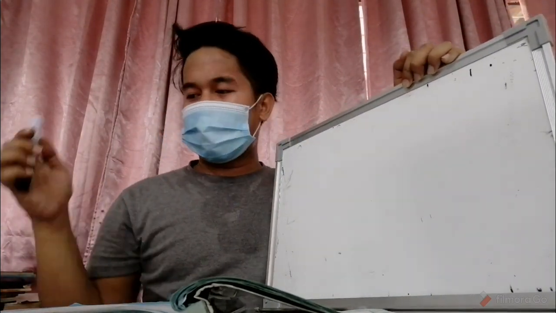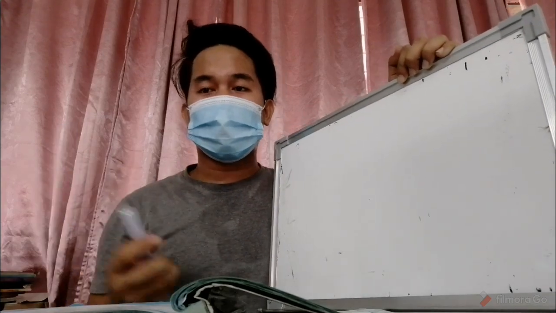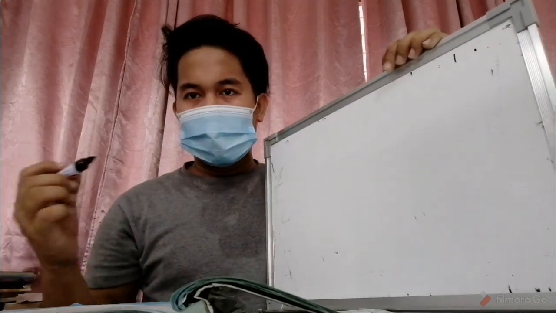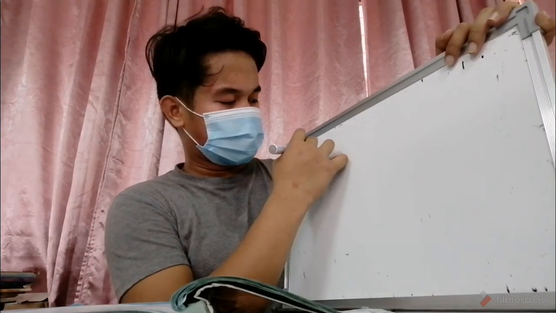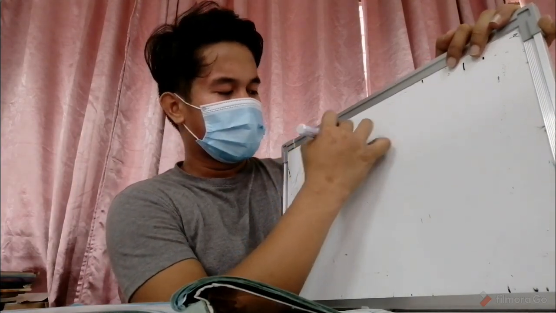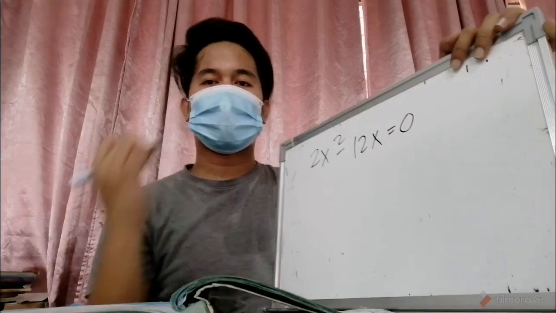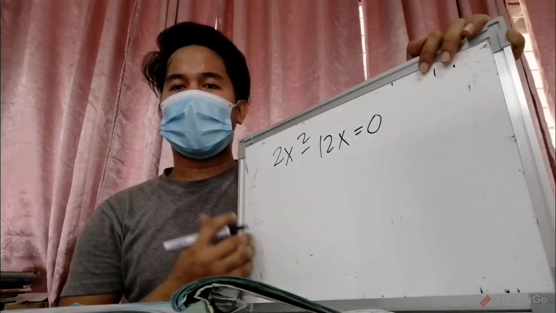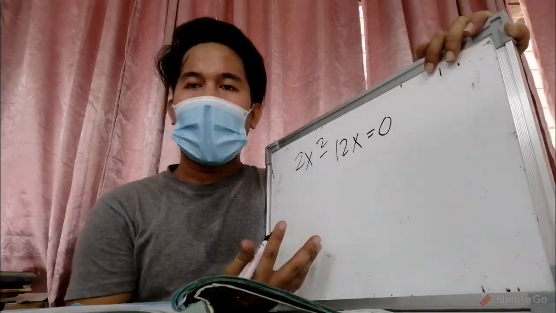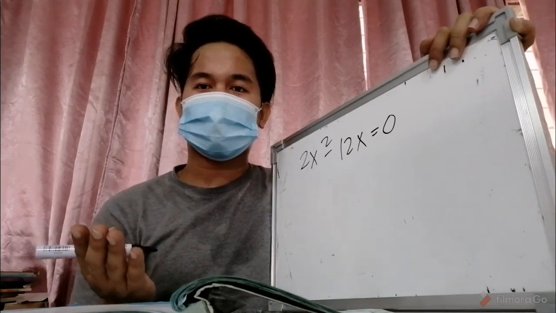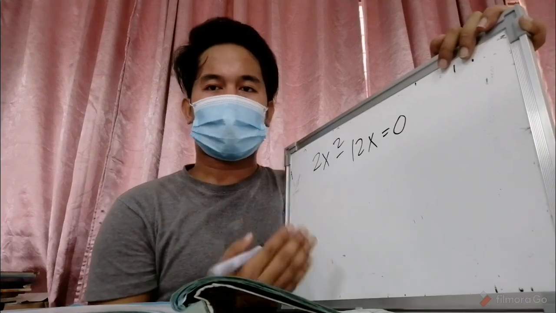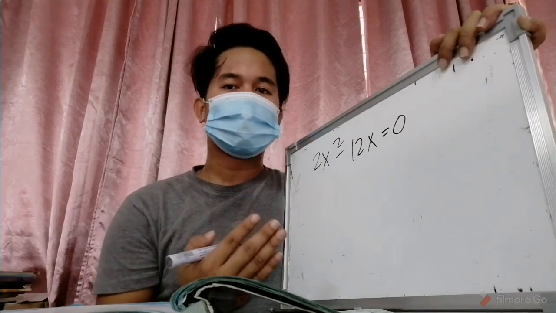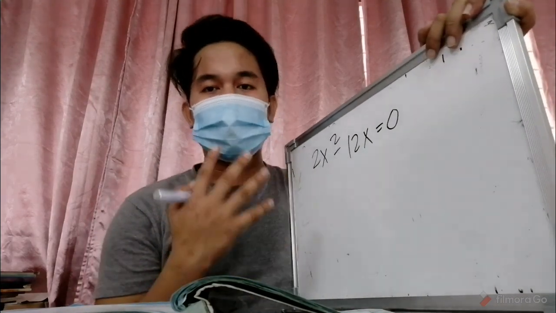For better understanding, let us have another example. Okay. Let us try to find the roots of the given equation 2x squared minus 12x equals 0. So what do you think ang gagamitin natin for this? Which is the common monomial factor. Okay, so ano yung factor ng 2x squared minus 12x that is common sa kanila? Ano ba yung pwede nating ilabas?